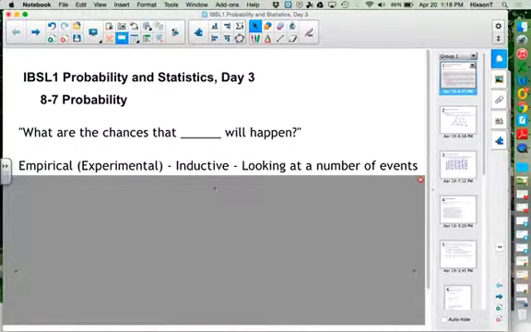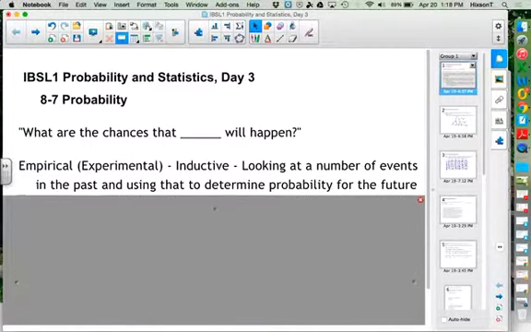All right, two different types of probabilities. One is empirical or experimental. This is an inductive process, meaning that we're going to look at a lot of events that happened in the past, and then we're going to try to use that probability for future events. Can someone give me an example of a case where you might look at what's happened in the past over and over and over again and try to use that to make a decision for the future?